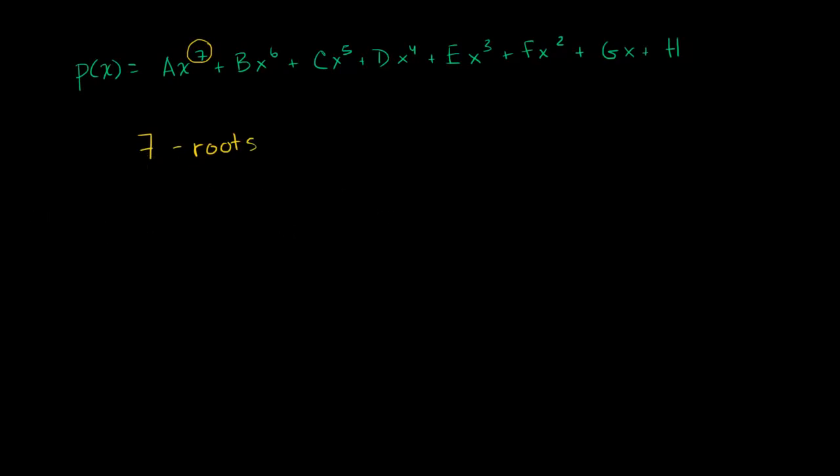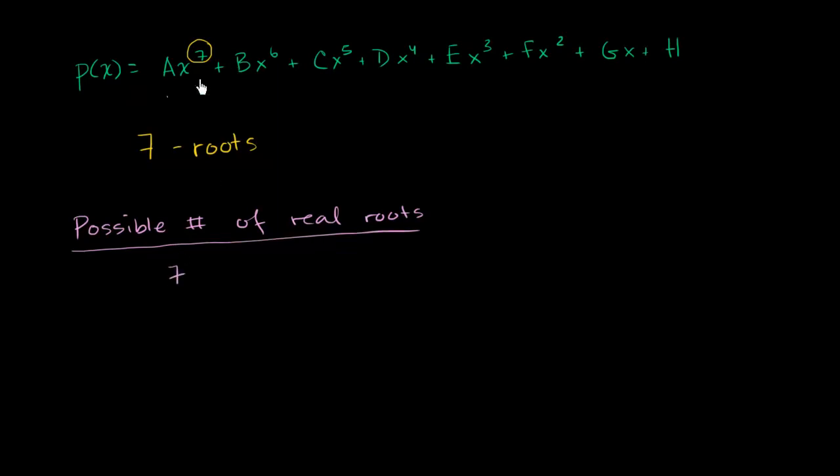So possible number of real roots. So possible, let me write this down, possible number of real roots. Well, 7 is a possibility. If you graph this out, it could potentially intersect the x-axis 7 times. Now, would it be possible to have 6 real roots? Is 6 real roots a possibility? Well, let's think about what that would imply about the non-real complex roots.